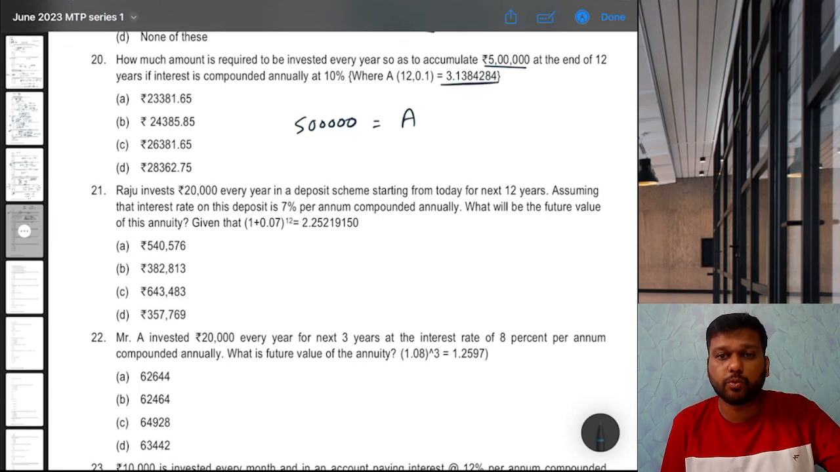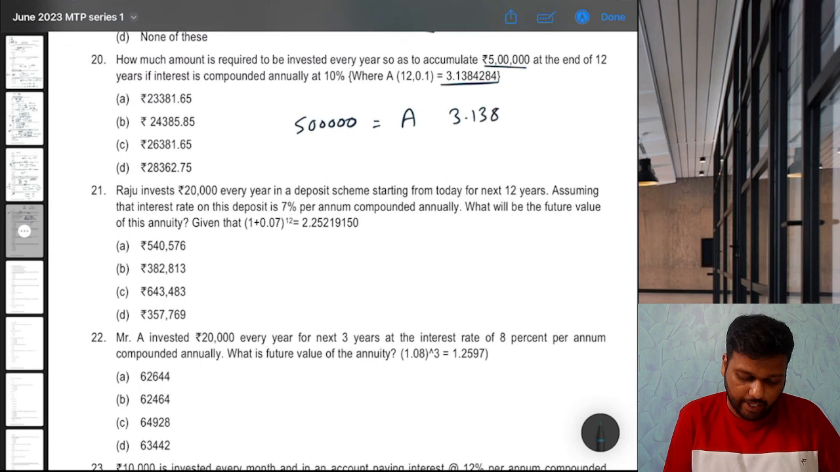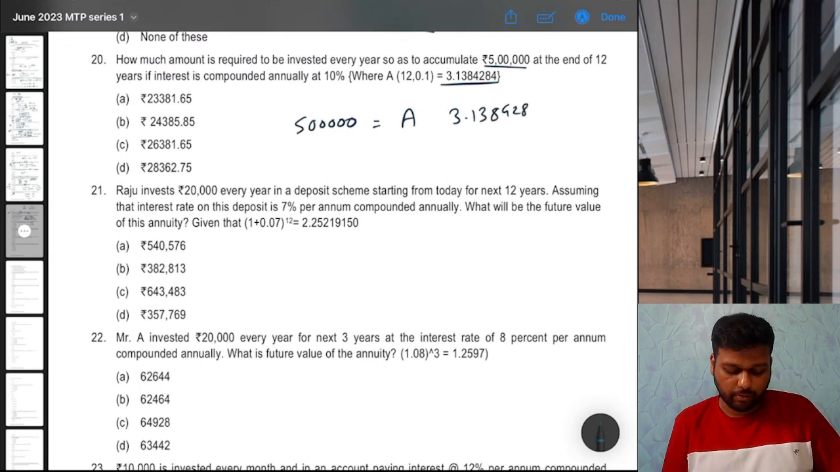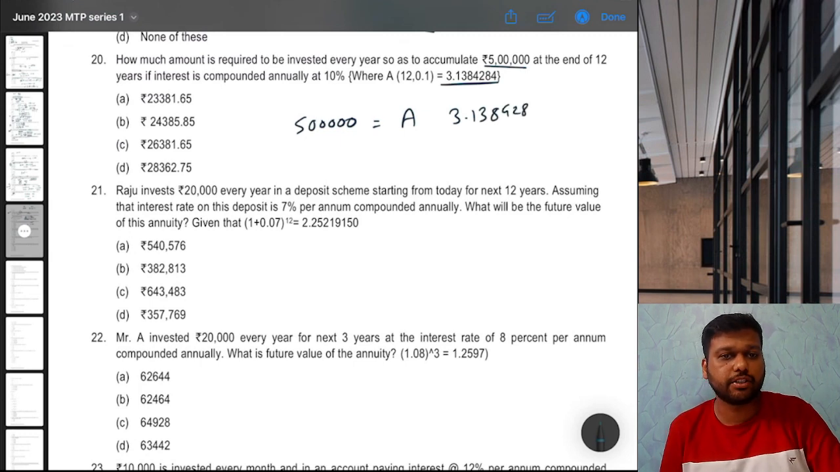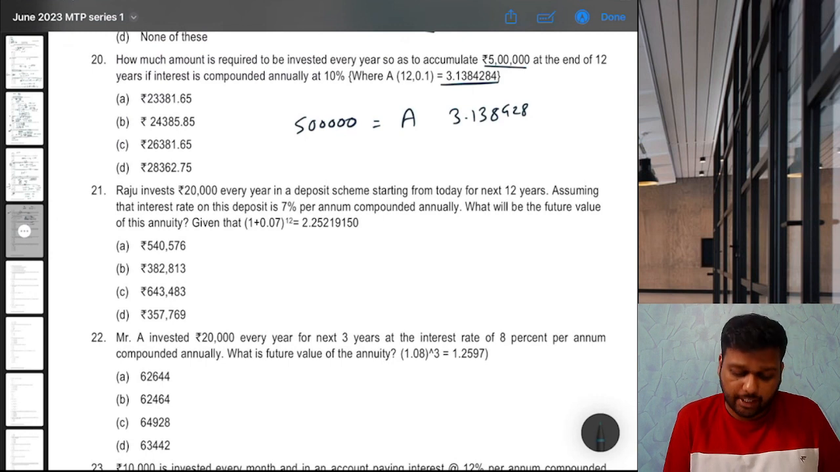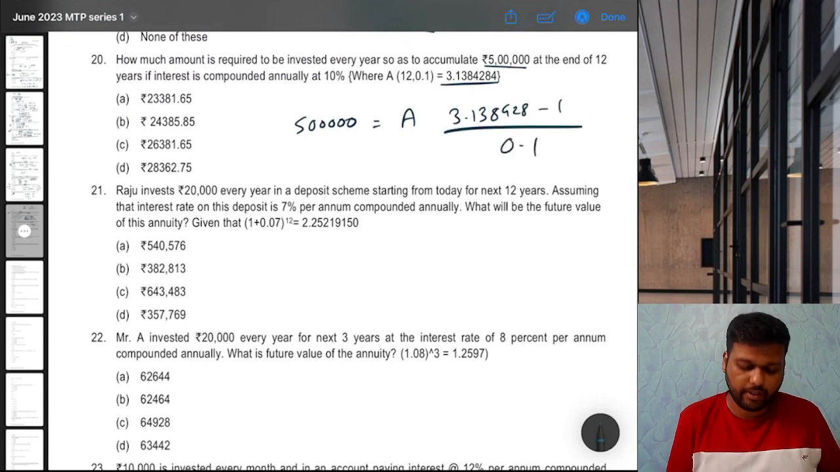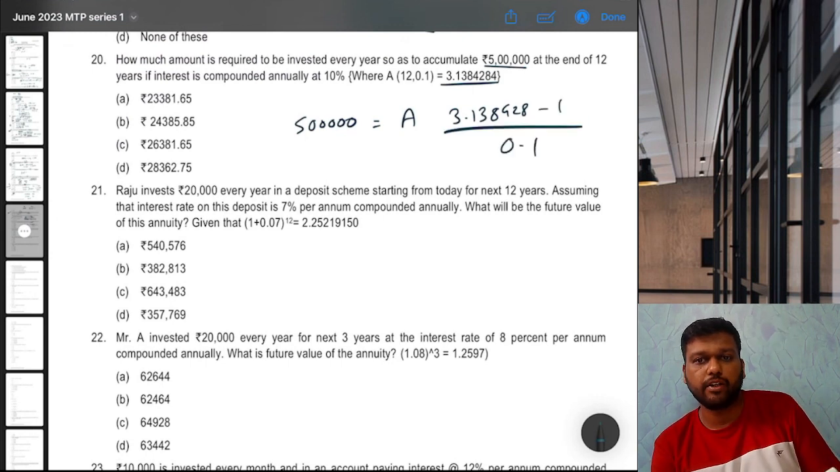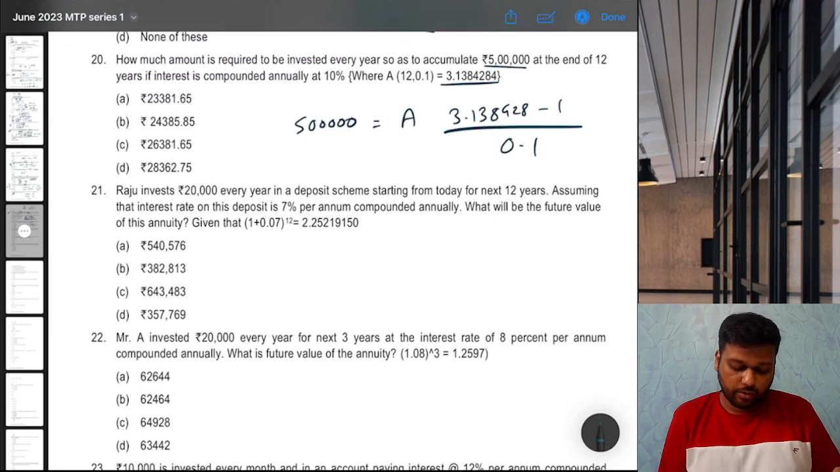So 1.1 raised to 12, 3.138428. Or maybe they have already given the annuity factor. Let's just check. No, that is correct. So (1 plus i raised to n minus 1) upon i, right? So that is 3.138428 minus 1 divided by 0.1. So this is what?